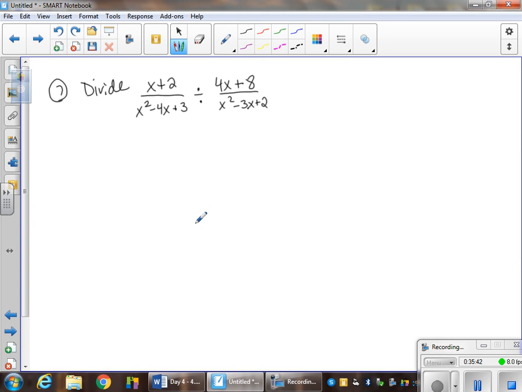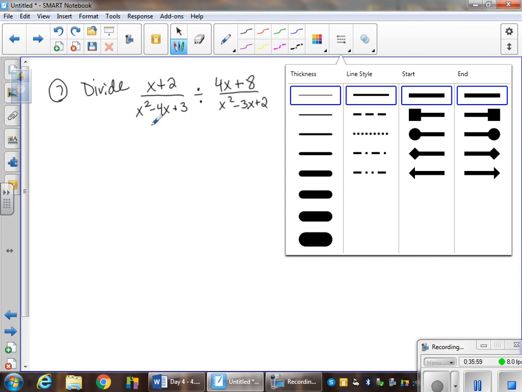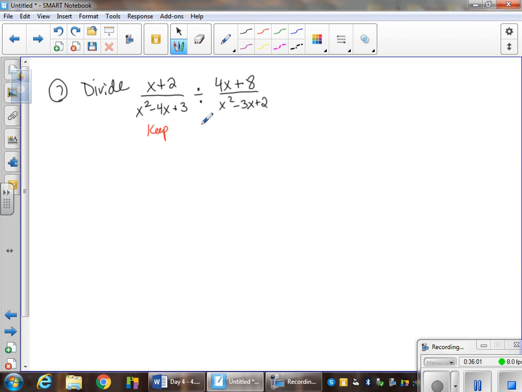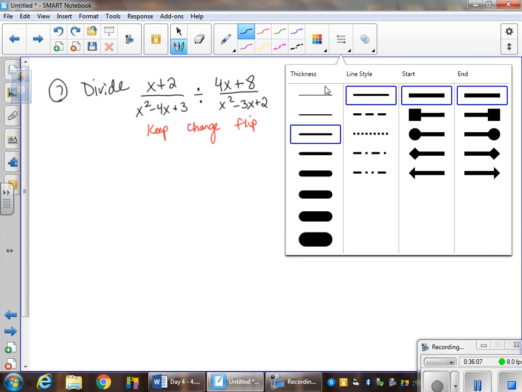So step 1, okay, you actually have a choice here. You can factor, then do keep, change, flip, or you can do keep, change, flip, and then factor. Personally, I recommend do keep, change, flip first, because in my experience, you won't start canceling things incorrectly. Okay, so let's keep, change, flip this question, and then we will get into factoring.